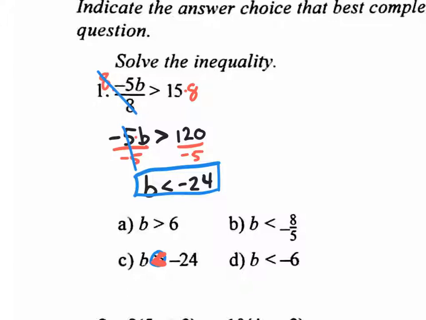So once again, guys, when you multiply or divide by a negative, right here you're dividing by a negative. This is your last step. When you divide by a negative or multiply by a negative, that inequality has to change. And that was like the number one mistake I saw in so many students. You did not change it. You need to change it. Let's move on to number 2.